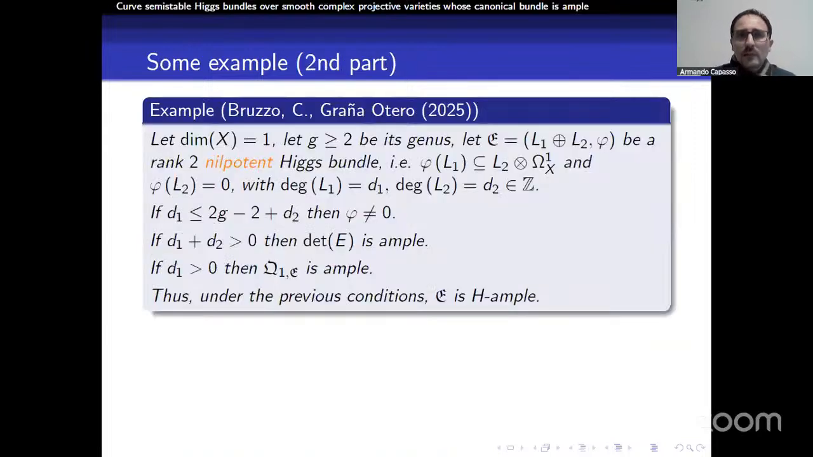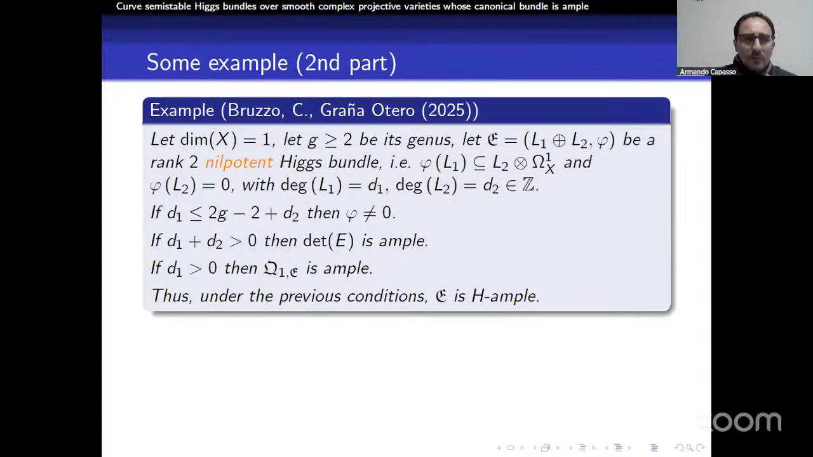The second part I consider was given by myself, Ugo, and Bea. We considered a smooth irreducible projective curve X of genus greater or equal than 2, and the following Higgs bundle given by the direct sum of two line bundles L1 and L2, such that phi of L1 is contained in L2 twisted by omega 1 of X, and phi of L2 is equal to 0, where degree of L1 is D1 and degree of L2 is D2.